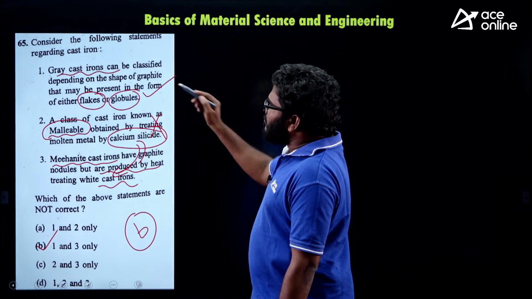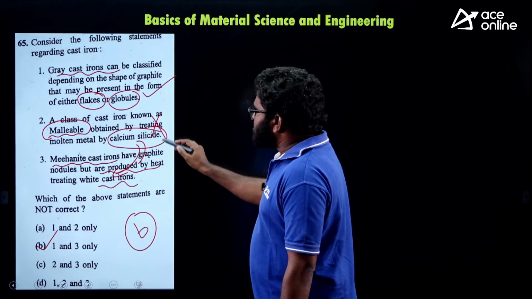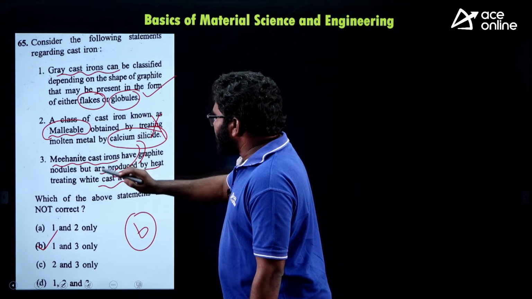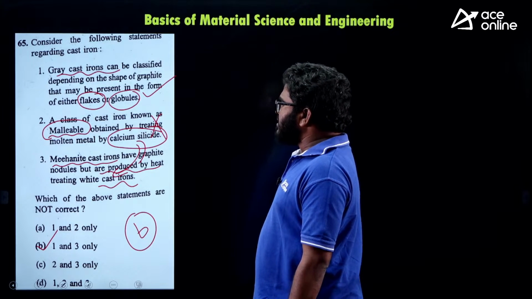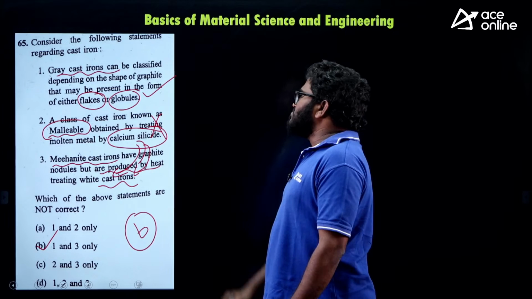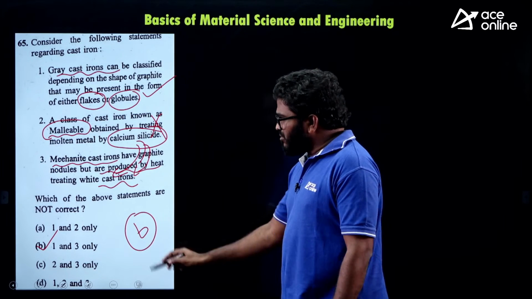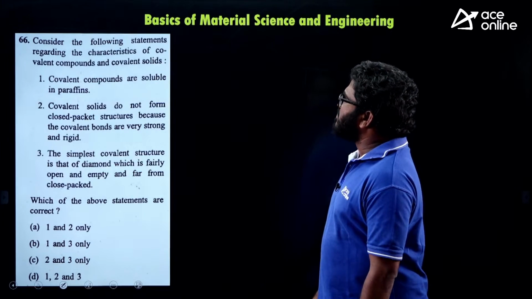Absolutely saying only 1 is the correct answer, but here small interchange is there. Meehanite cast iron is also produced by heat treatment and by adding this calcium silicides, but not given. Okay, no problem. B is the correct answer for this question.